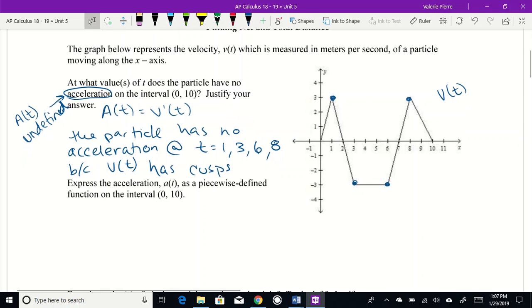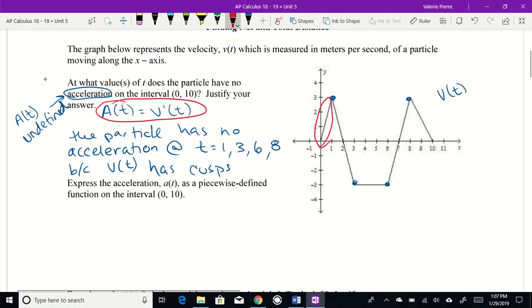Next, we want to express the acceleration a of t as a piecewise defined function on the interval 0 to 10. Remembering that a of t is the derivative of v of t, and that the derivative is accumulation of slopes on an interval, we're looking for slopes of a tangent line on the interval. So we're looking at the different slopes that this graph has.